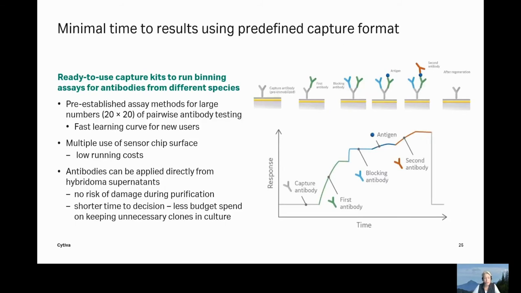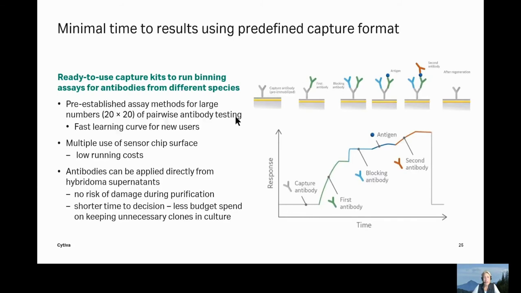The sensor chip surfaces thereby can be used multiple times, which lowers the running cost for such an assay. And the antibodies investigated can be applied directly from hybridoma supernatants. So there is no risk of damage during purification and a shorter time to decision, which allows less budget spent on keeping unnecessary clones in culture.